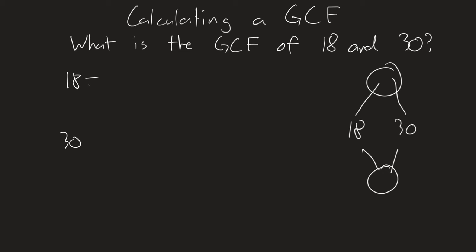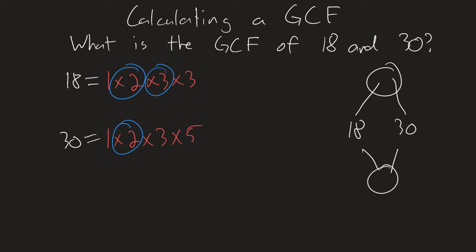18 and 30. So for 18, we have 1 times 2 times 3 times 3. For 30, we have 1 times 2 times 3 times 5. And what we want to find is what multiples or what factors these two share in common. So they both share a 2 and a 2. They also share a 3 and a 3. So our GCF here would be 2 times 3, which equals 6.